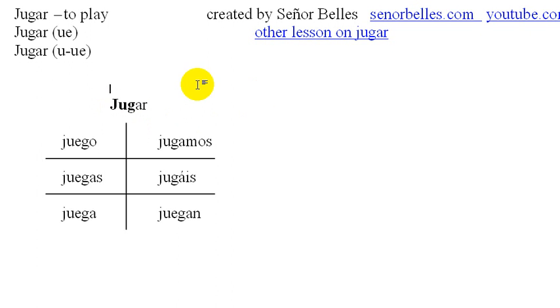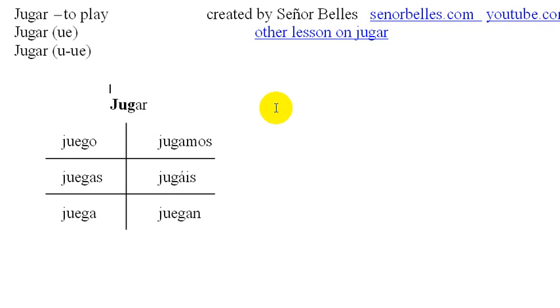So if you've already been looking at this, you'll notice that it's changed to a UE in these 4 positions right here. Notice it did not change in the nosotros form or the vosotros form, just in the yo, tú, él, usted, ellos, ellas, ustedes form. And that's what a stem changing verb is.